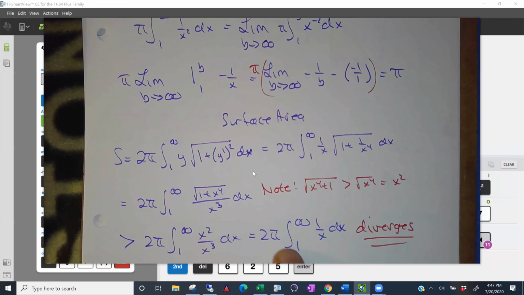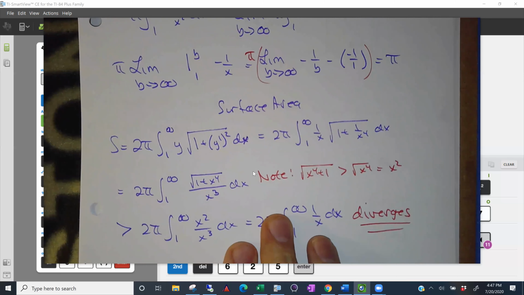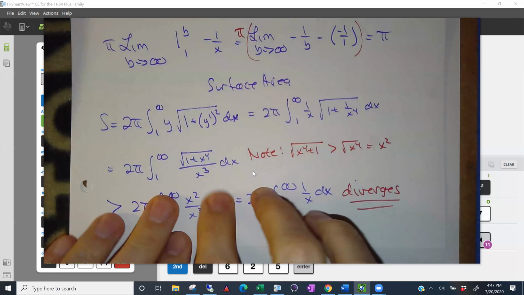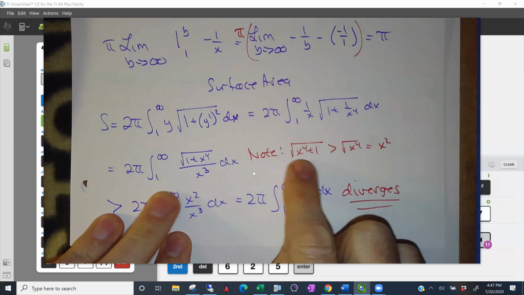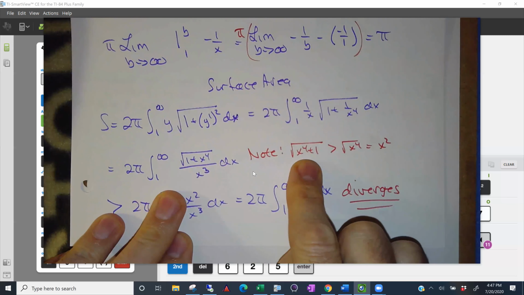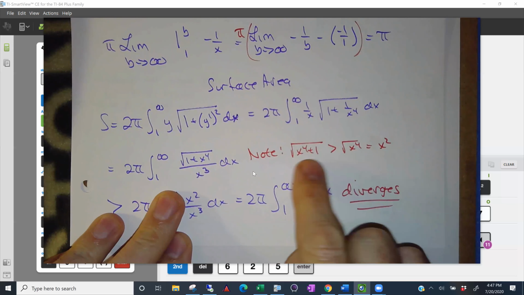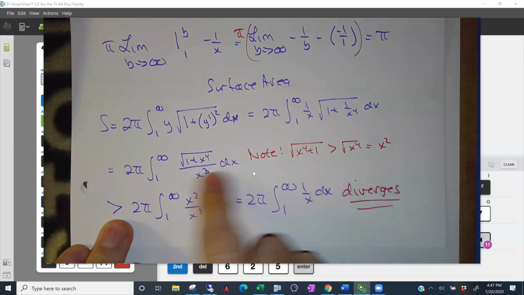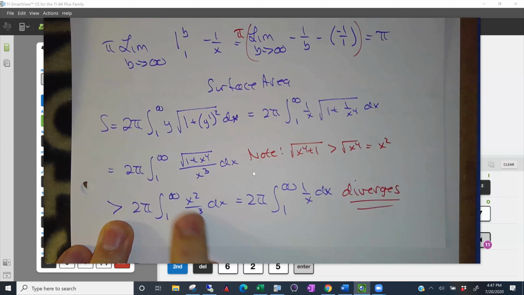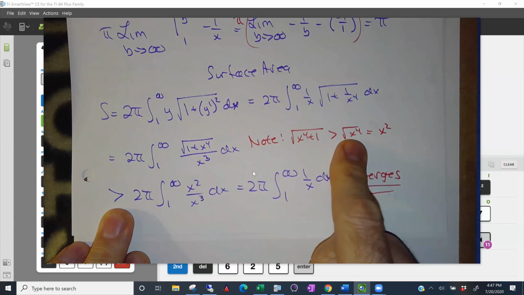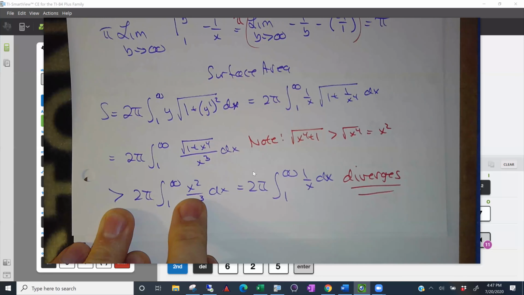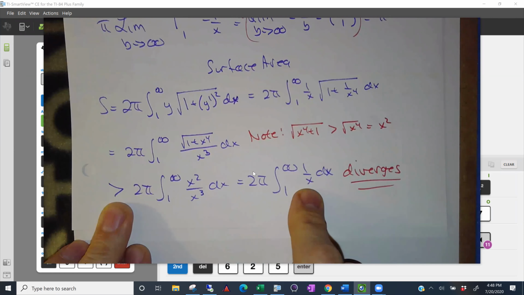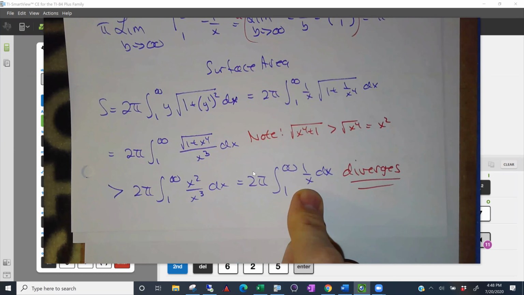But rather than bother you with all that, let me just note for you that this function, square root of x to the 4th plus 1, has to be bigger than this. So whatever this integral is, it's bigger than this, bigger than x squared here. But x squared over x cubed is going to cancel and give me 1 over x. And we saw earlier that this integral diverges.